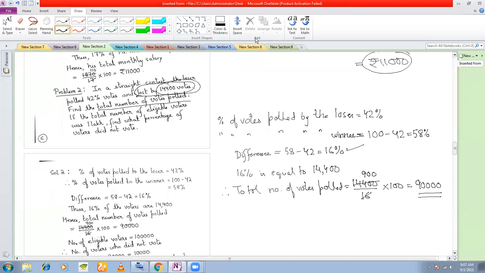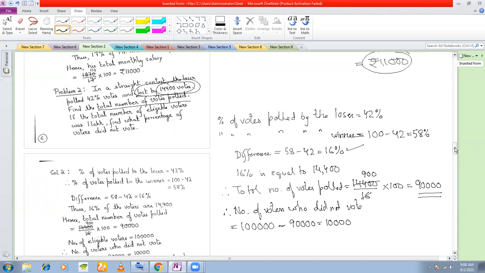voted? Only 90,000. Right? Total number of votes that were polled was 90,000, and eligible, those who could have voted, was 1 lakh. So how many did not vote? Therefore, number of voters who did not vote is equal to 1 lakh minus 90,000. That means 10,000 did not vote.